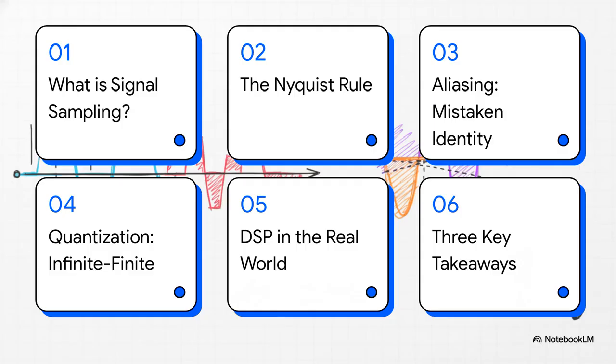right here. So here's what we're going to cover. We'll kick things off with signal sampling, which is really the first step in this whole digitization thing. Then we'll get into the supercritical Nyquist rule you absolutely have to follow. And we'll see what happens when you don't, this weird distortion called aliasing. After that, we'll tackle quantization, see how all this stuff shows up in the real world, and then we'll wrap it all up with the three big takeaways.